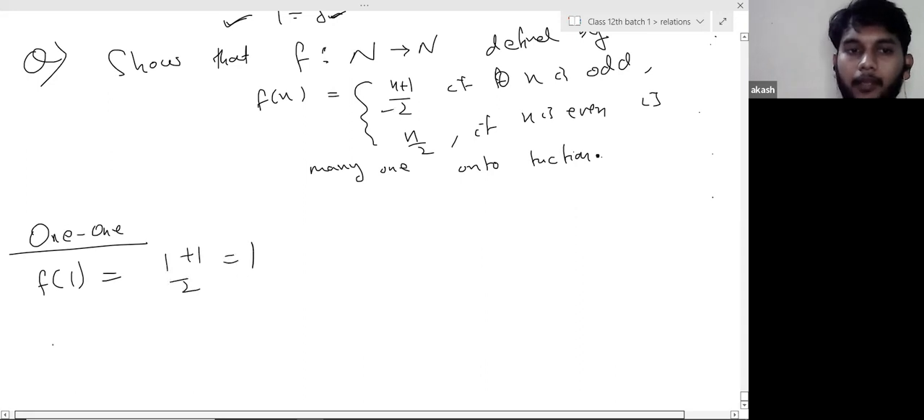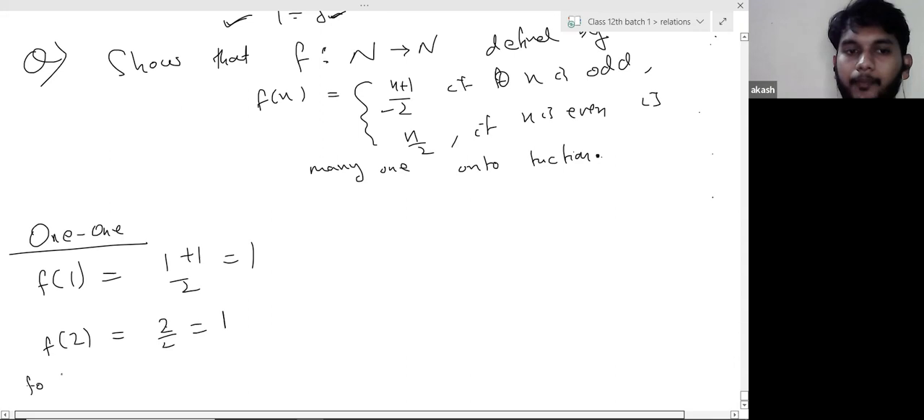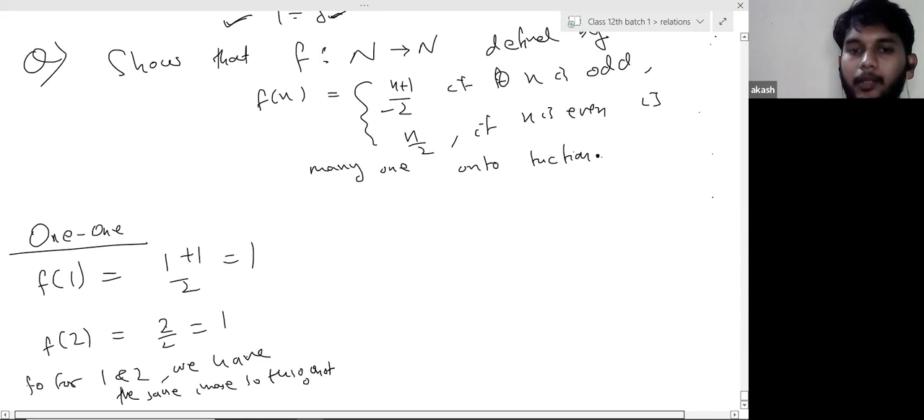So this is 1. And what will be f of 2? Anyone has the answer? What will be f of 2 here? Sir, x by 2. Right. So 2 by 2, that is 1. So for 1 and 2, we have the same image. So this is not one-one. Right? This is clear. Now for onto.